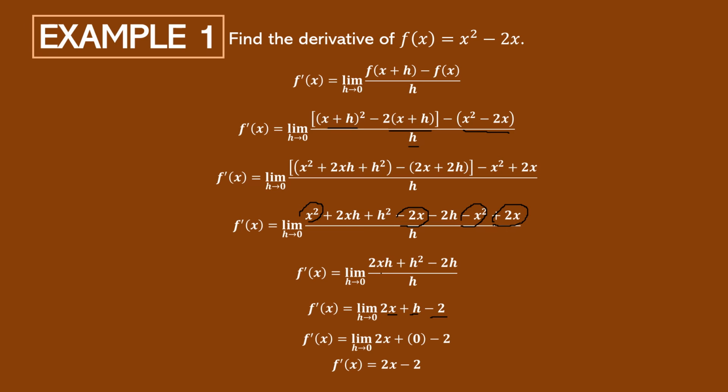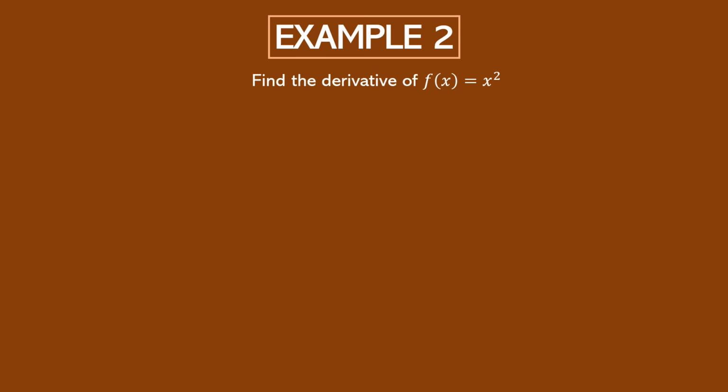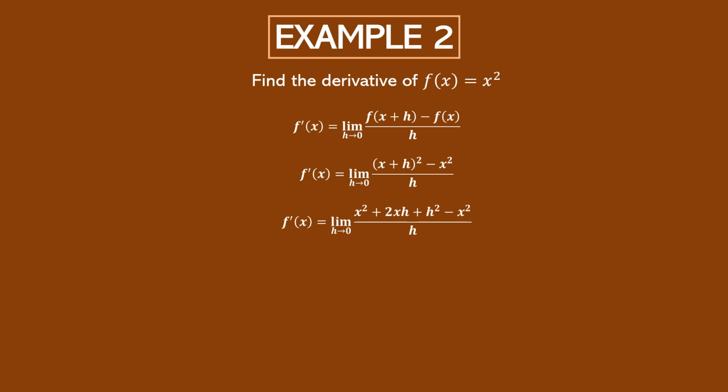Let's have the second example. Find the derivative of f of x is equal to x squared. We will undergo the same method. We have to evaluate its derivative using the limit definition. So we have x plus h squared minus x squared. So we will expand x plus h squared and we get x squared plus 2xh plus h squared minus our function, which is x squared, all over h.